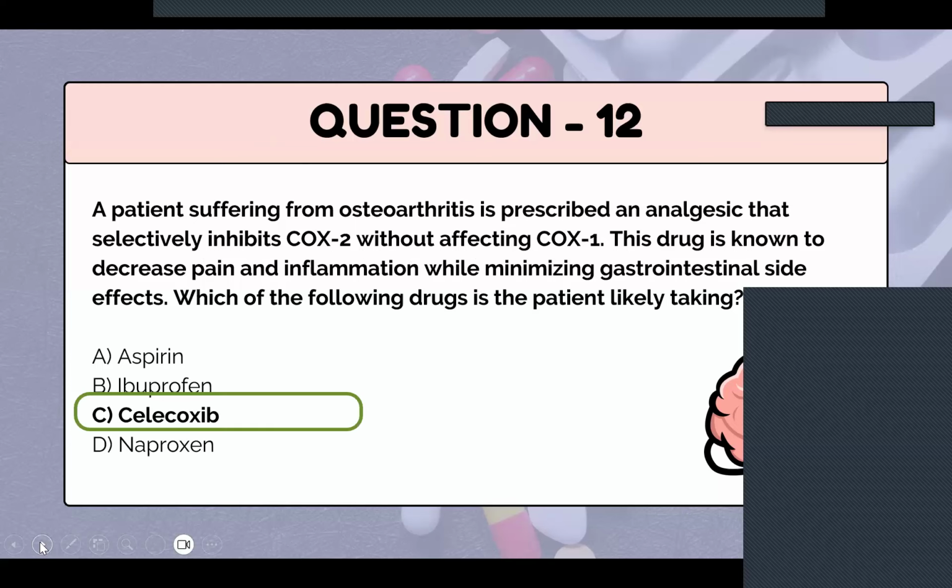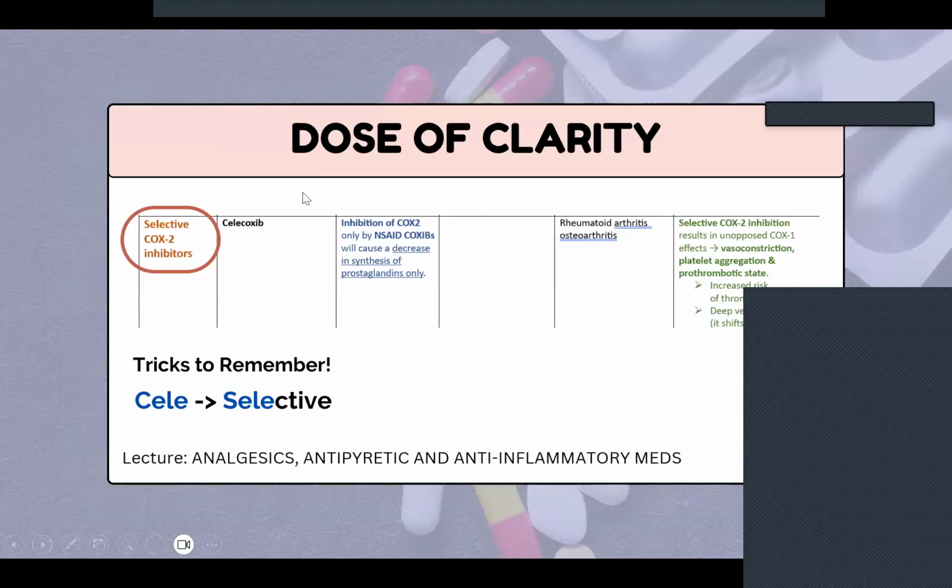And an easy way or trick to remember is cele starts with CELE, which is very similar to selective. So celecoxib is the only selective COX-2 inhibitor.